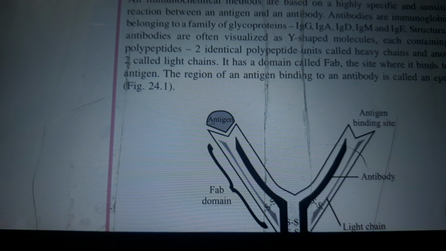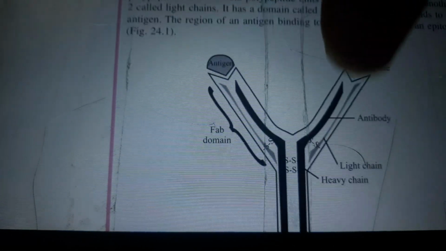All immunochemical methods are based on a highly specific and sensitive reaction between an antigen and an antibody. Antibodies are immunoglobulins belonging to the family of glycoproteins: IgG, IgA, IgD, IgM, and IgE. Structurally, antibodies are often visualized as Y-shaped molecules, each containing 4 polypeptides, 2 identical polypeptide units called heavy chains and another 2 called light chains. It has a domain called Fab, the site where it binds to an antigen. The region of an antigen binding to an antibody is called the epitope.